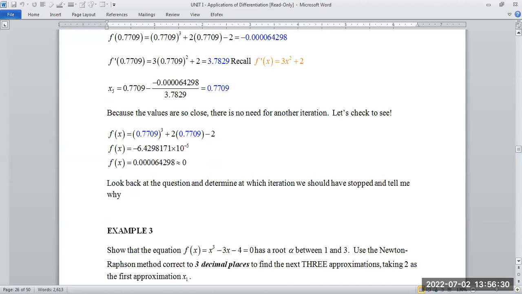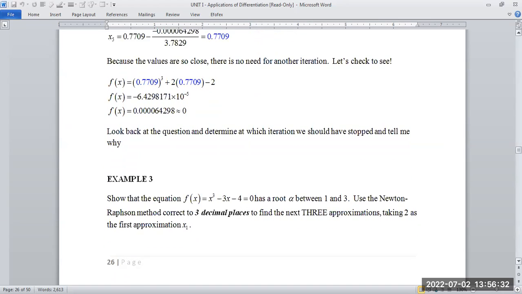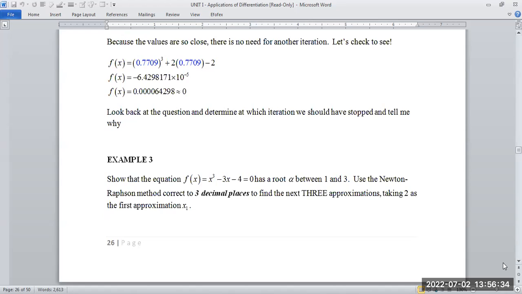Let's just look at this question. It says, show that the equation f(x) = x³ - 3x - 4 has a root alpha between 1 and 3. So you know where the crime has occurred, and you know the period. You know that the crime occurred between 1 and 3.